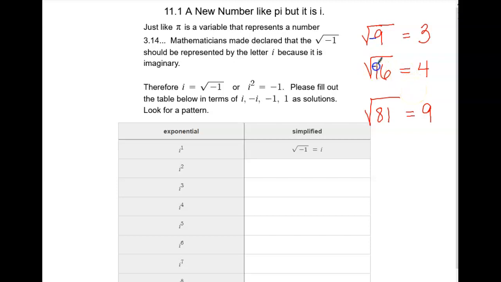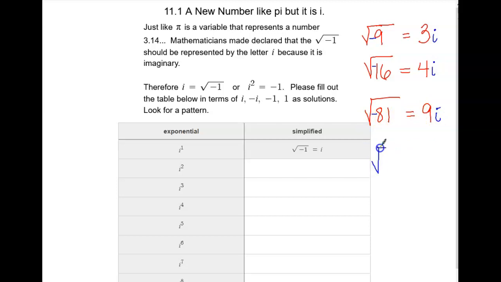Or the square root of negative 81. Okay, so this is not 3 anymore. What happens is that we just change this negative into an i. So the square root of negative 16 is 4i. The square root of negative 81 is 9i.